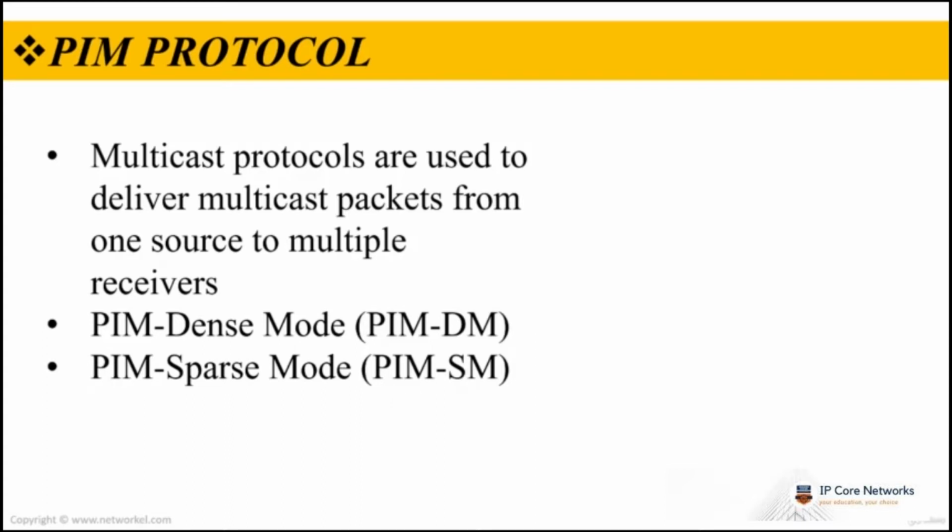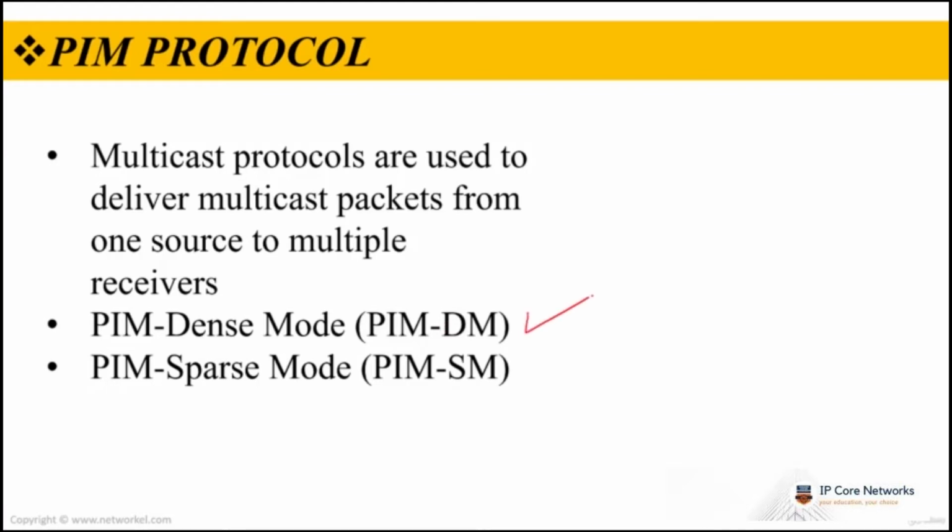Protocol Independent Multicast, PIM, is a standard multicast routing protocol that provides scalable inter-domain multicast routing across the Internet, independent of the mechanism provided by any particular unicast routing protocol. There are two types of PIM: the first one is PIM Dense Mode, and the second one is PIM Sparse Mode.